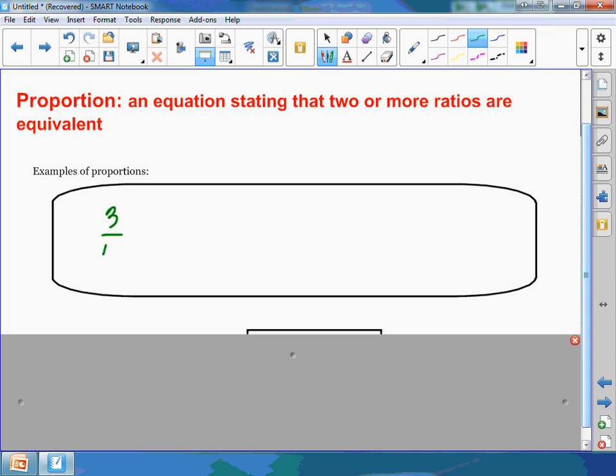I could say something like 3/4 is equal to 12/16. Those are equivalent ratios. So we would say that that forms a proportion. 5/4, 100/80. 1/9, 2/18. I don't know. You can do this all day, right? Just two ratios that are equal to one another. That's what it means to be proportional.